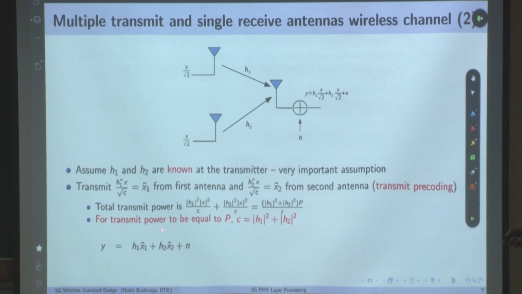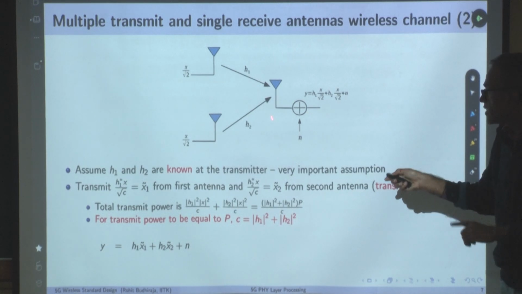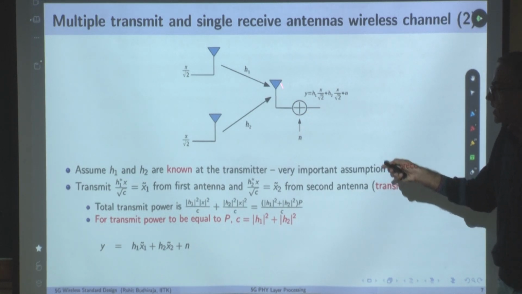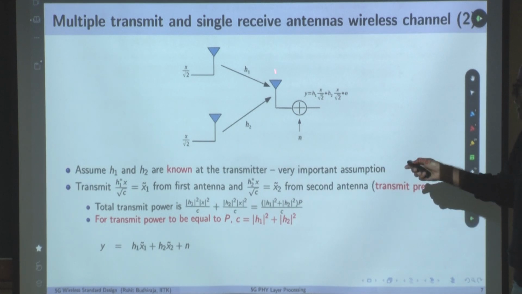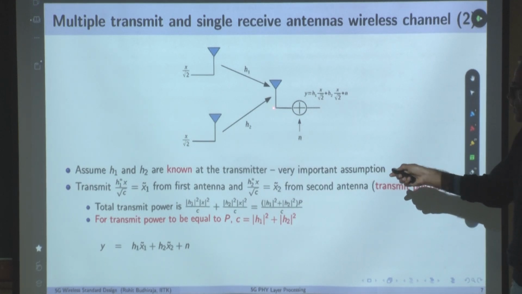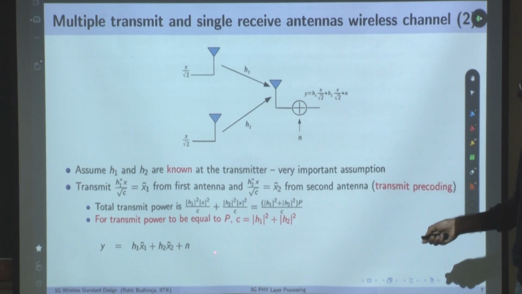So, what will you receive? h1 x1 tilde plus h2 x2 tilde plus noise. There is no different noise, because there is only one receive antenna. Noise gets added only at the receiver front end, it does not get added on air. Students have this doubt, why not n1 plus n2? There is only one receiver front end, only one noise.